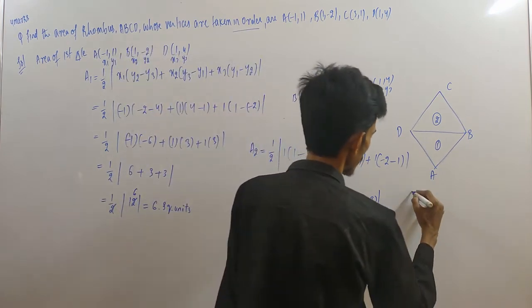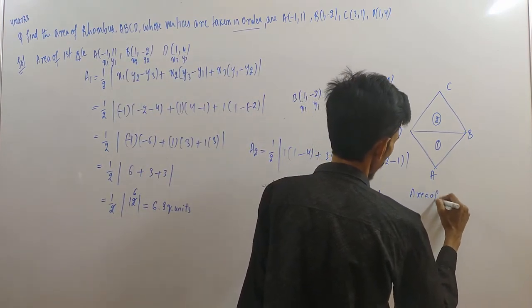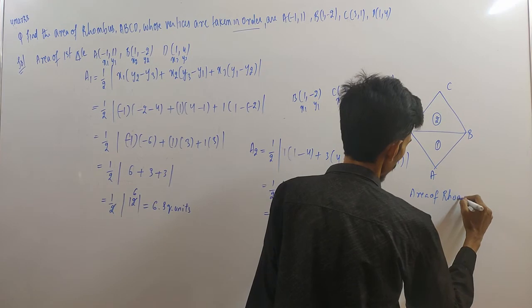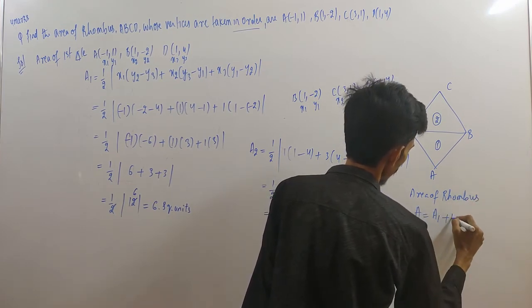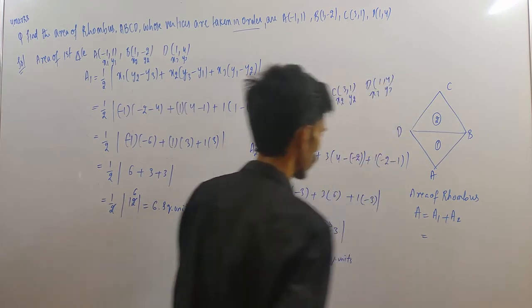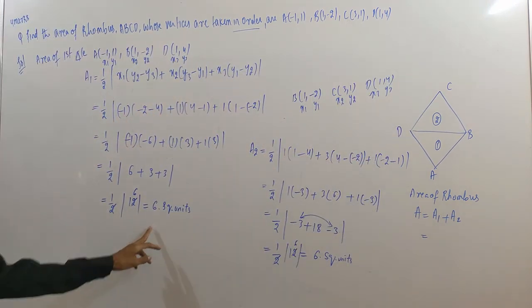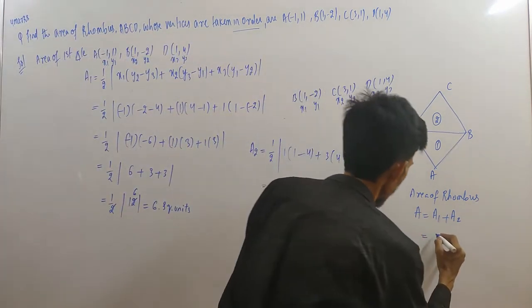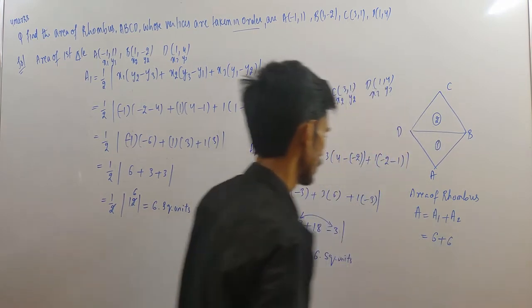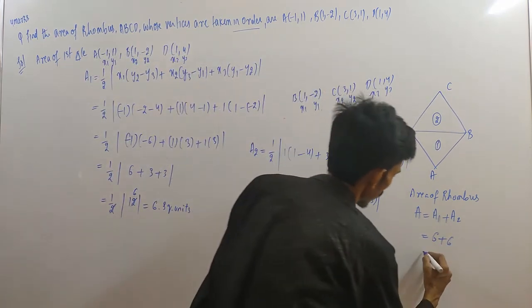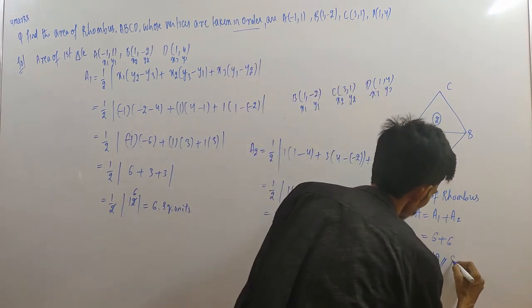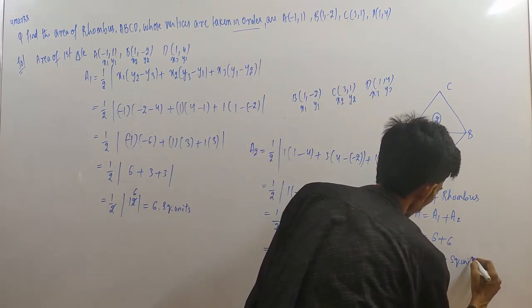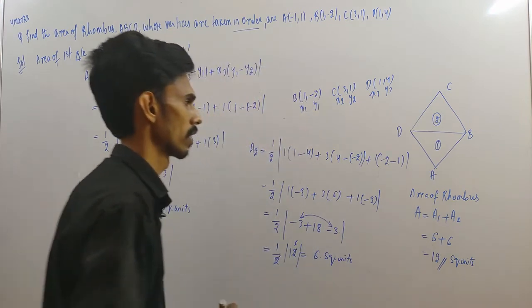So the area of rhombus A is equal to the area of triangle 1 plus the area of triangle 2. Area of triangle 1 we have 6, plus 6, we have 12 square units.